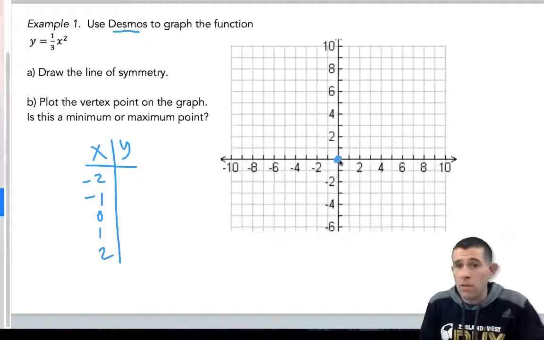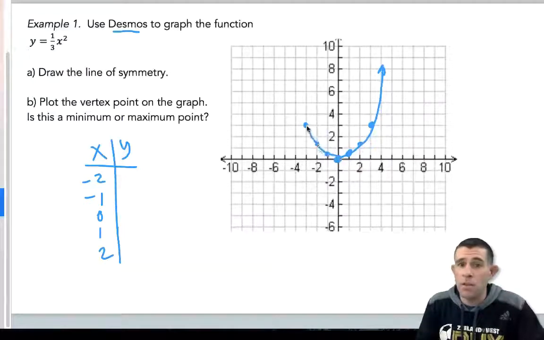Well, I know that it's going to be centered at our vertex. If I put 0 in for x, I get 0 for y. When I put 1 in for x, I'm going to get 1/3 for my y value. 2 in is just slightly over 1, and my next value, 3, if I put 3 in, 3 squared is 9, 1/3 of 9 is 3. So I'm going to plot that point here and here. So I have enough points now to kind of make my parabola.